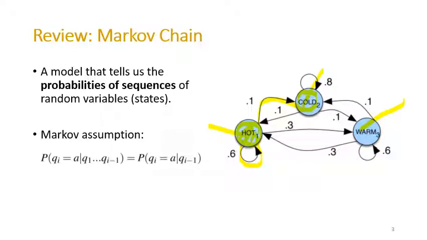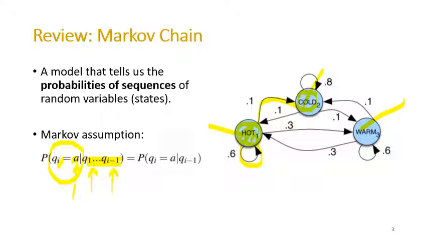One of the most important assumptions in a Markov chain is this. So when you ask what is the probability that at time I you will be at state A. Okay, so for example, you're asking what is the probability at time I the weather will be hot. And then the history that you're going through so far is you have the history from the weather from day 1 to day I minus 1.